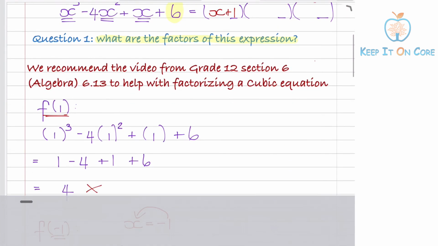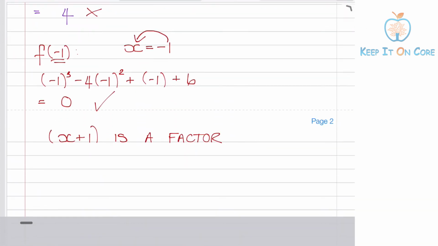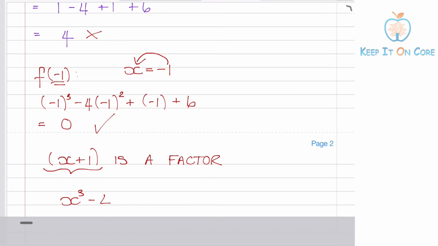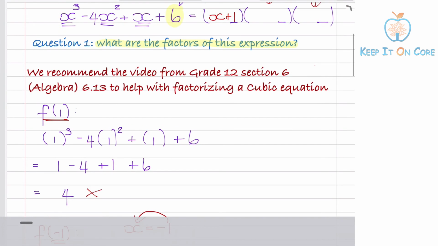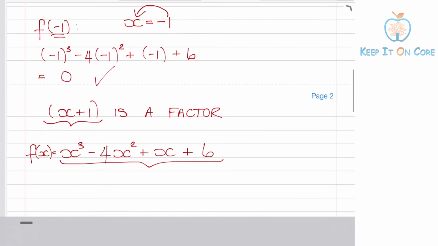Okay, now we can sit and play trial and error for ages, but there's more effective ways to do it. What we essentially want to know is, if x plus 1 is a factor, how many times does it go into your cubic equation? The cubic equation being again x cubed minus 4x squared plus x plus 6. So now we need to take this f of x and divide it by your factor, which is x plus 1.